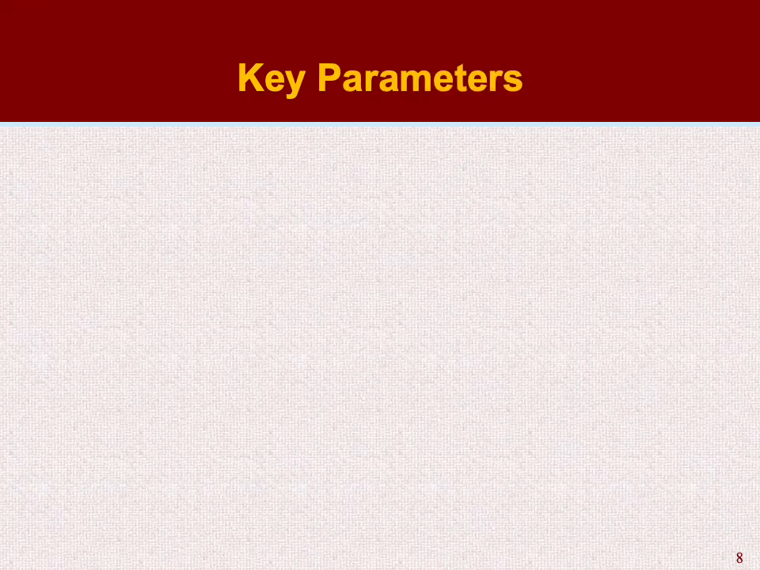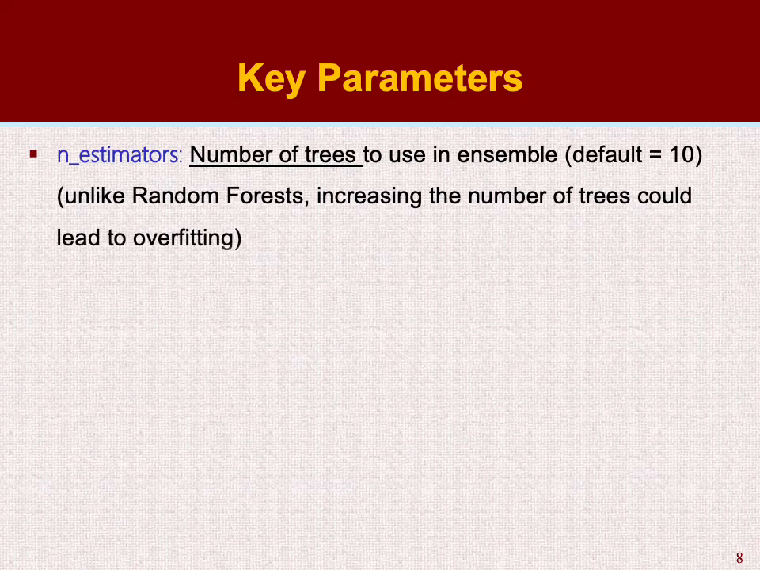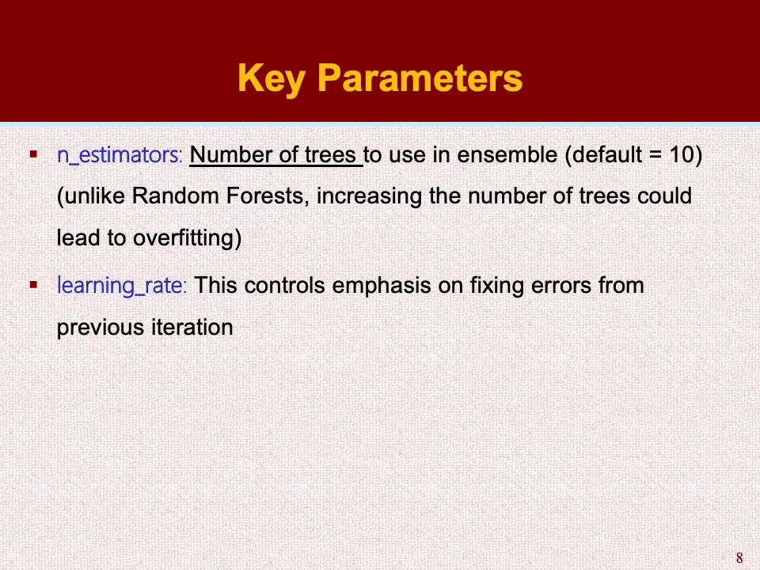Key parameters of gradient-boosted decision trees. The first one is the number of estimators, which is the number of trees to use in an ensemble. The default value is 10 trees. Unlike random forest, increasing the number of trees could lead to overfitting. The next parameter is the learning rate, which controls emphasis on fixing errors from previous iterations.